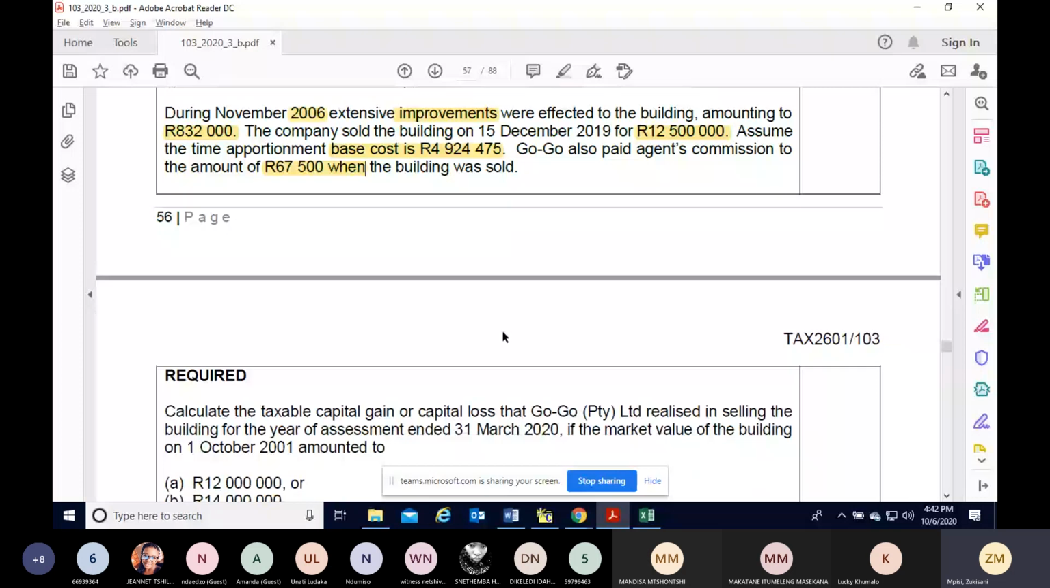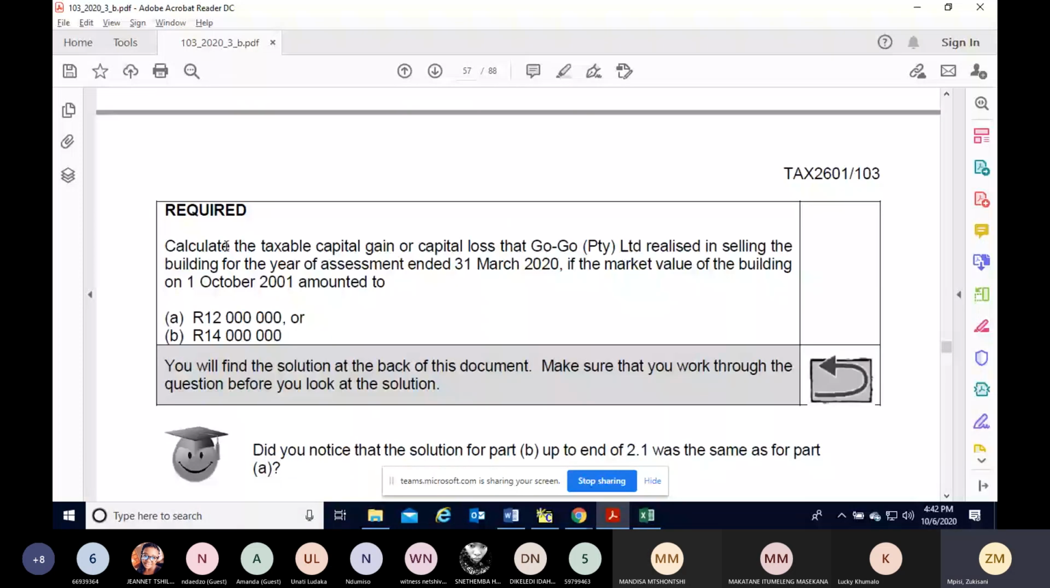Calculate the taxable capital gain or capital loss. If we get a capital loss, nothing will go to taxable income, because you can only set off the capital loss against future capital gains. So you must calculate the taxable capital gain that GoGo realized in selling the building for the year of assessment ended 31st March 2020, if the market value of the building on 1 October 2001 was (a) 12 million, and (b) 14 million.